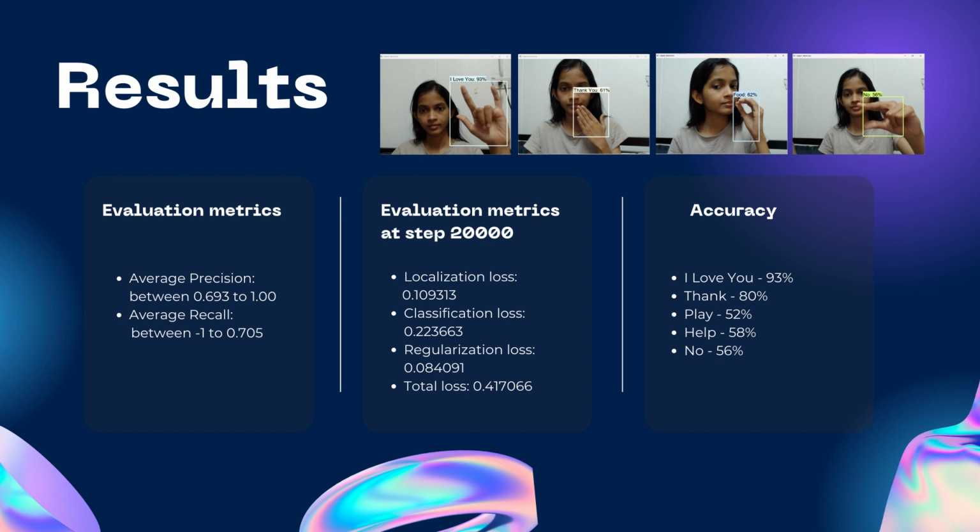If we take the results of the real-time detection model, we have got an accuracy of 93% for the I love you gesture, which was the most detected gesture in our model. Then the second one was the thank you gesture, and the other gestures such as play, help, and no had an accuracy around 50%.